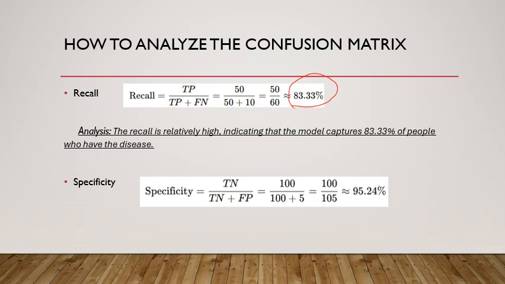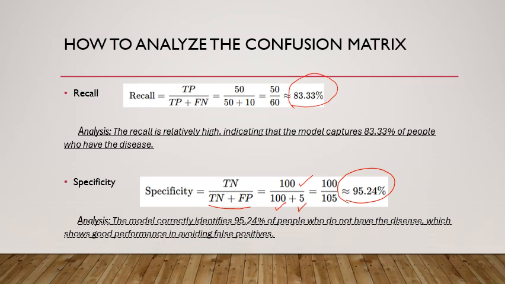And on the other hand, we have the specificity, the true negative divided by the sum of true negative and the false positive. Substituting the values, we have true negative 100 and false positive 5. So we have 100 divided by 105, and we will get approximately 95.24%. So this means that the model correctly identifies 95.24% of people who do not have the disease, which shows a good performance in avoiding false positives.